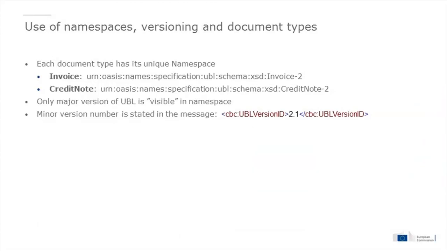When it comes to the use of namespaces and versions, UBL has two document types, or actually two schemas, one for invoice and one for credit note, which are used in the context of the European standard. You can see the namespaces, I put them out here. The major version number is part of the namespace. The minor version number is stated in the message itself in a specific element. So that means that there are no changes in namespaces in new versions of the schemas. So that's one thing to remember.